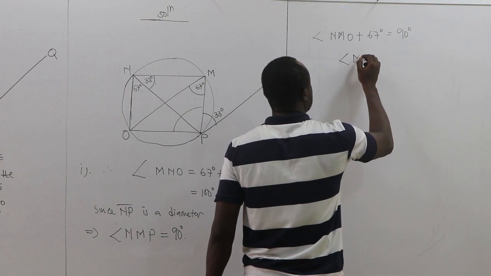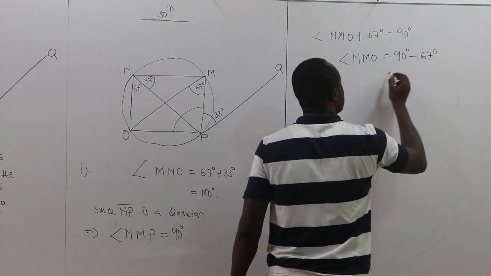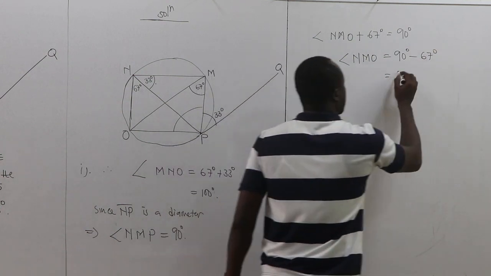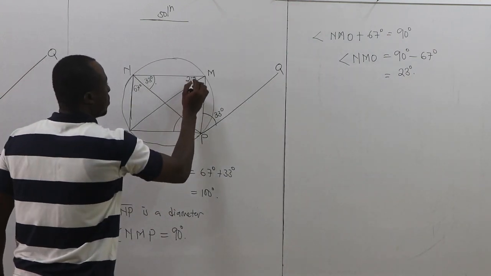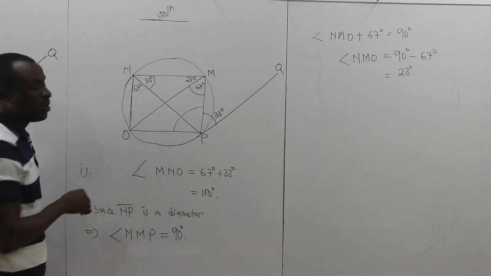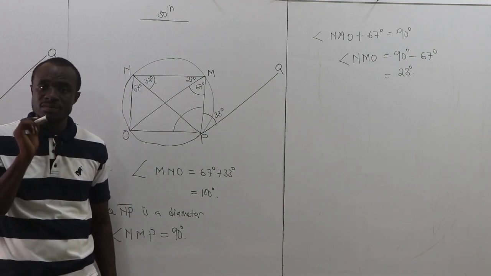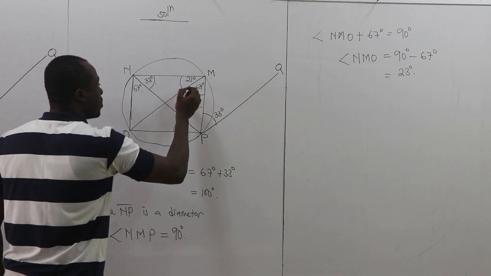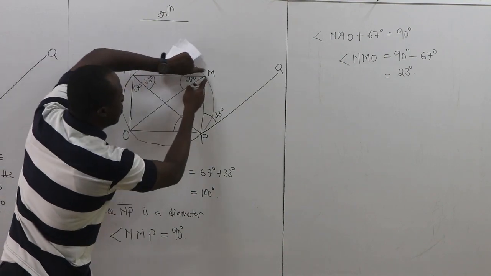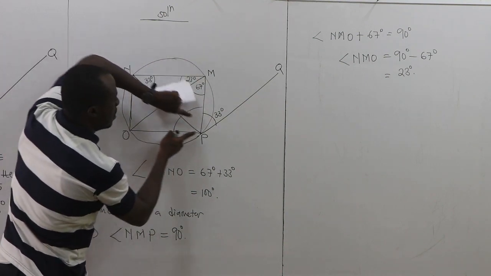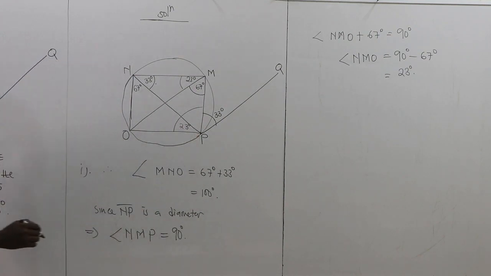The angle a diameter makes at the circumference is 90 degrees. So clearly angle NMO is equal to 90 degrees minus 67 degrees, and this is just 23 degrees. So it means that the angle here is 23 degrees. Now NO is a chord. The angles a chord makes at the circumference in the same segment are equal. NO is making an angle at M, and the same NO is making an angle at P. So if this is 23, the angle here is also 23 degrees.